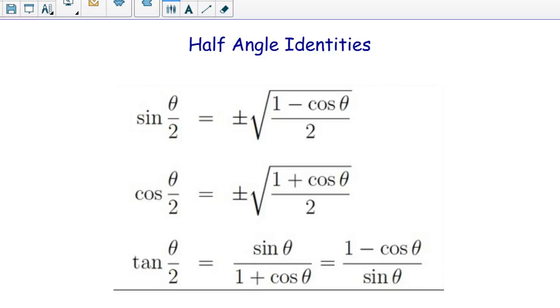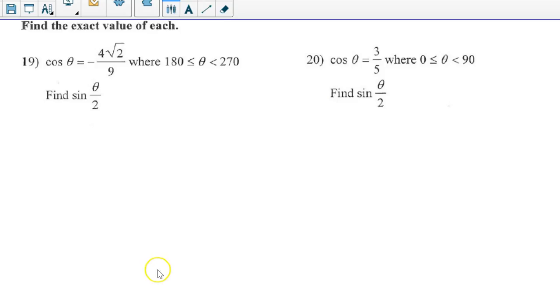Okay, let us look at this problem. Find the exact value of each. So you are looking for sine theta over 2. Already you know the value of cosine. Cosine theta is equal to negative 4 square root of 2 over 9. And this angle theta is lying between 180 and 270.